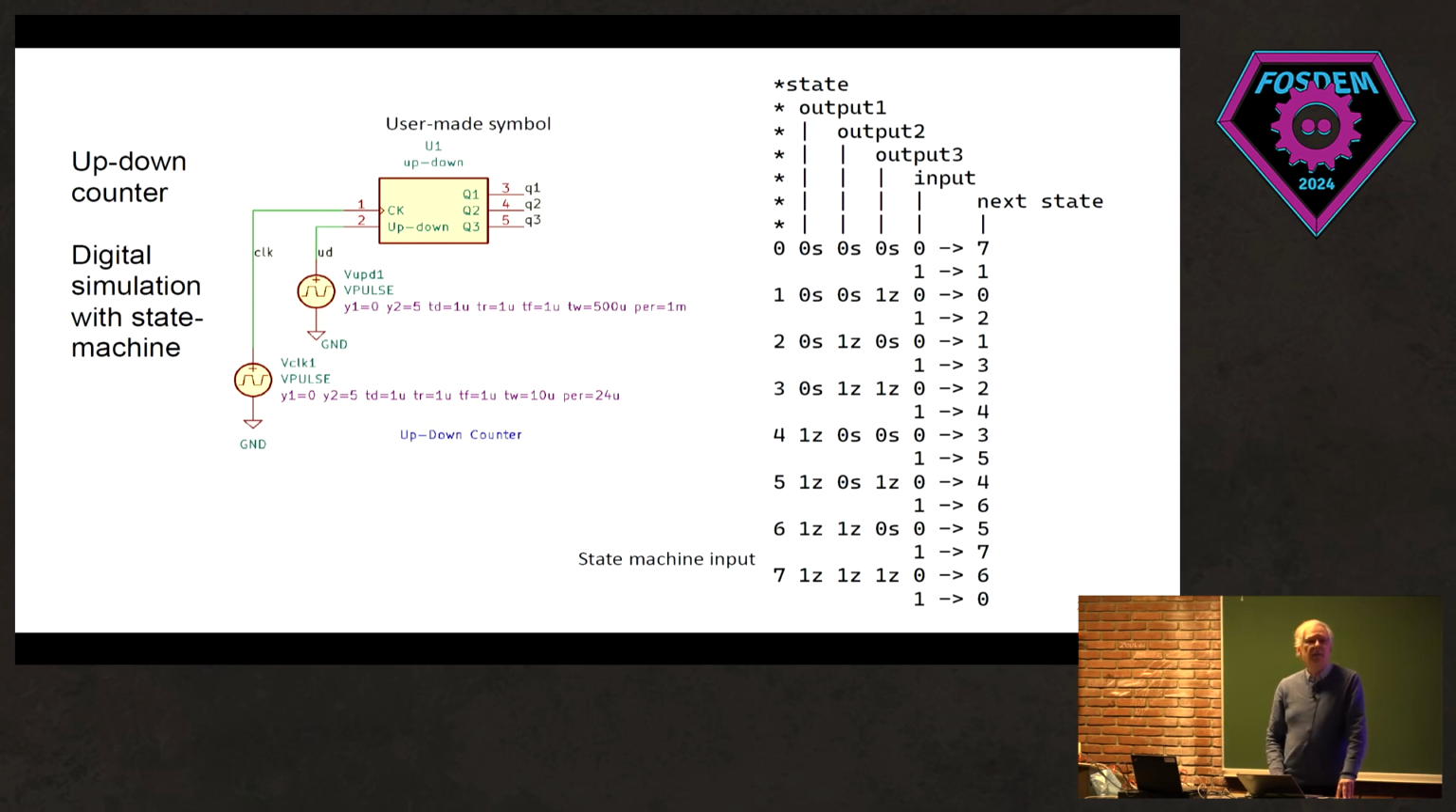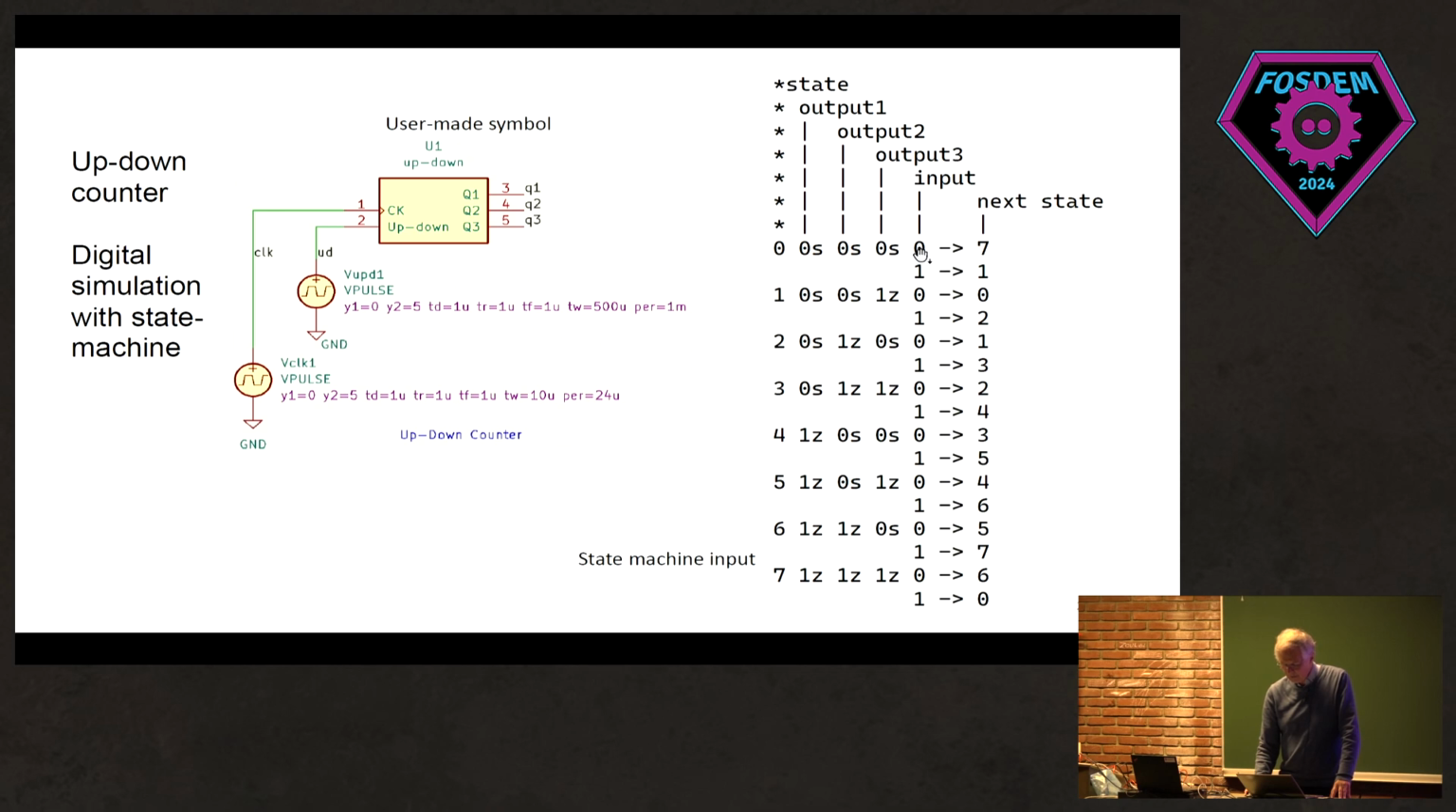And we can have pure digital. I made a symbol for this up and down counter. You have the input clock, you have the input up and down signal, and it's a 3-bit, 8-state counter. Inside of this is a state machine, and it's a very, very simple state machine. You have here the states from 0 to 7, so the 8 states. Here are the signals, you see from 000 up to 111. And here is what the states are switching.